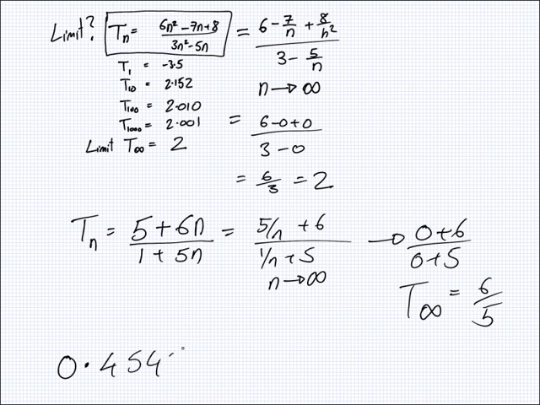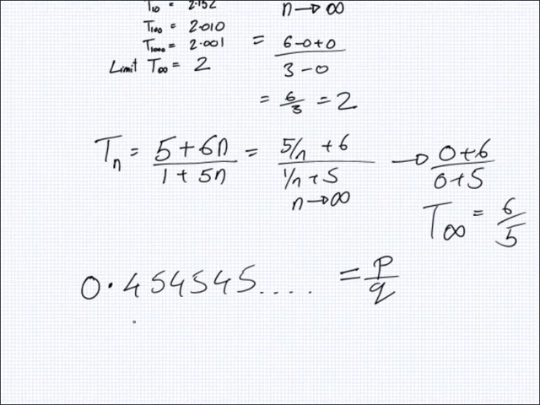4, 5, 4, 5, 4, 5, etc. So does anyone know what the name of this type of number is? Recurrent decimal. The numbers keep repeating themselves. Okay. If you have a recurrent decimal, it's always possible to write it as a fraction. It's always possible. Now let me give you a very simple example.